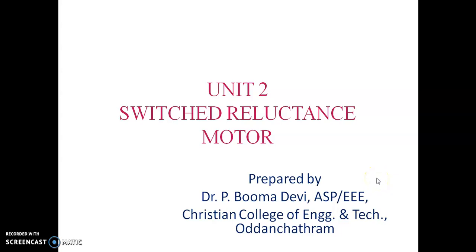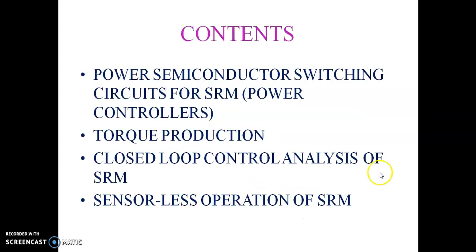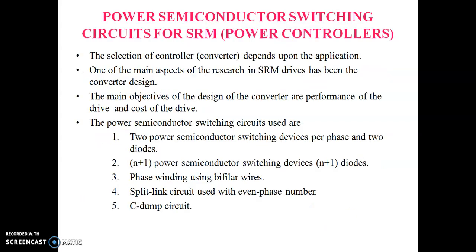Today we are going to discuss Unit 2, switched reluctance motor. In this unit we are going to discuss the following main topics: the power semiconductor switching circuits for SRM or the power controllers, torque production of SRM, closed loop control analysis of SRM, sensorless operation of SRM.